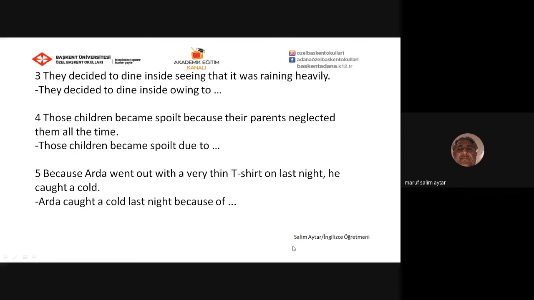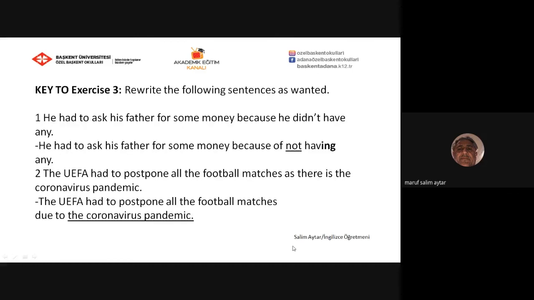I don't think it is so difficult, people. Let's have a look at the key right now. 1. He had to ask his father for some money because of what? Because of not having any money. See, we take not here. We have here the base form of have, and we put ing to the end of the base form, and we make it into a noun. He had to ask his father for some money because of not having any.